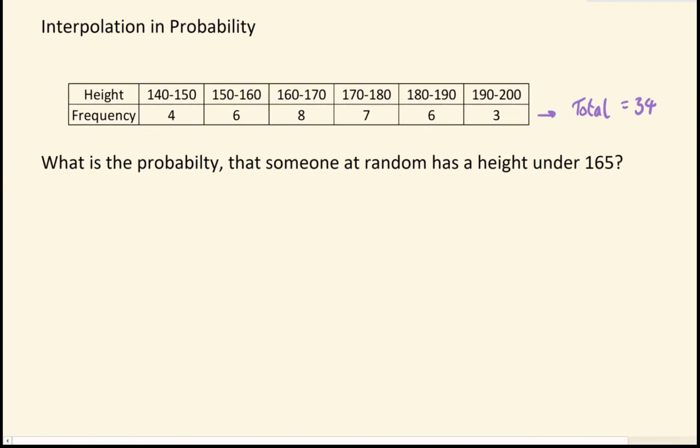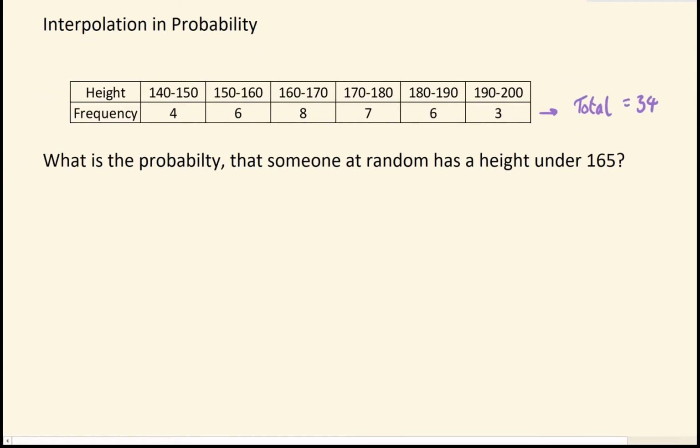With probability, occasionally we need to interpolate. So here we've got this question, which I think we saw earlier in chapter 2, where we had height and frequency, with a probability that someone at random has a height under 165. So we have 34 people, so we have something out of 34, under 165. We're going to have all of these, and then exactly half of these. So it'll be 4 plus 6 plus 4. So again, interpolation can crop up in quite a few different chapters.